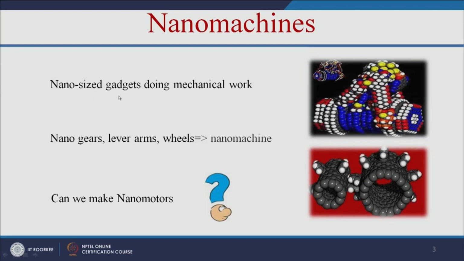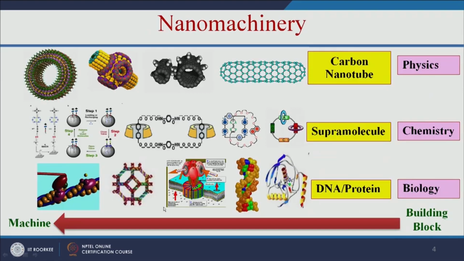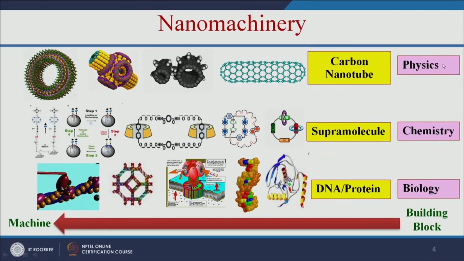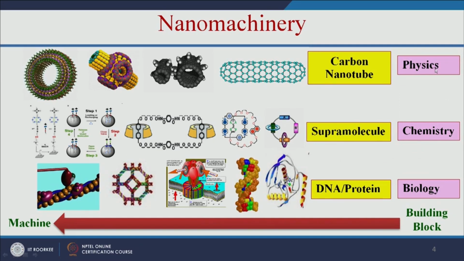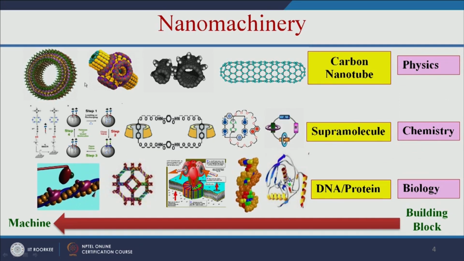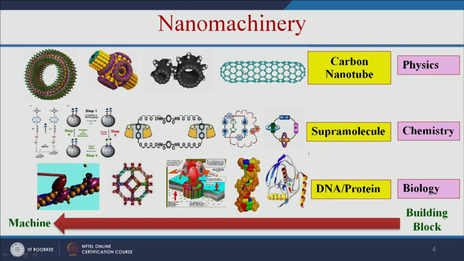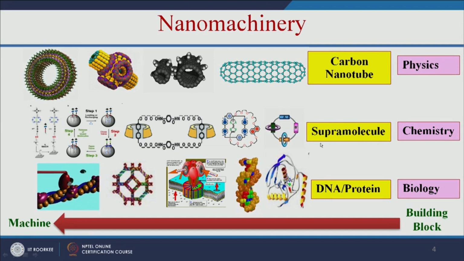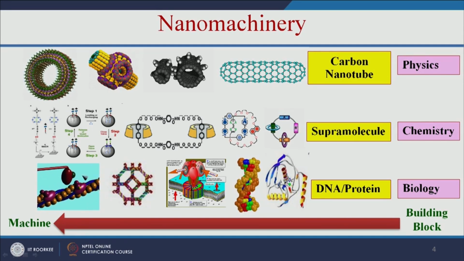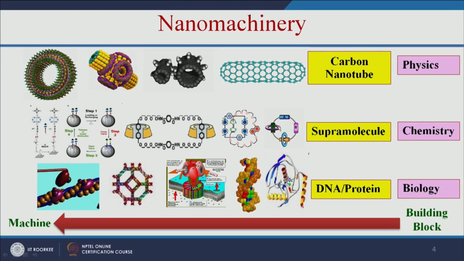Nanomachines are nano-sized gadgets which do mechanical work. Examples are nano gears and nano wheels. The question is, can we make nano motors, and what are the approaches available? There are three approaches: physics based, chemistry based and biology based. In the physics based approach, we can use carbon nanotubes to make nanomachines or nano motors. In the chemistry based approach we can use supramolecular chemistry to make small nano size machines and nano size switches. And in the biology based approach we can use DNA and protein for making various nano size machines or rotors.